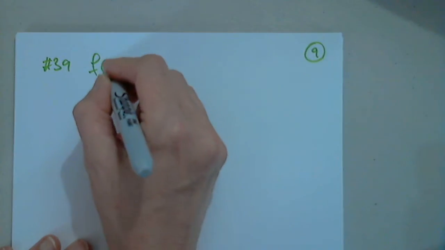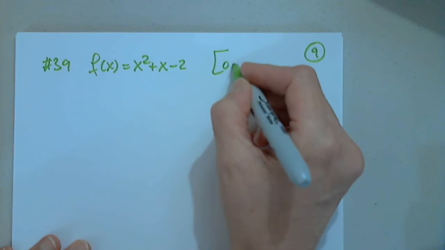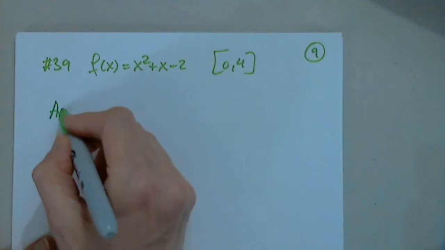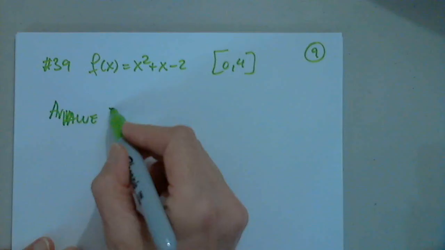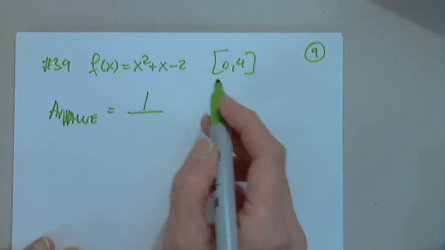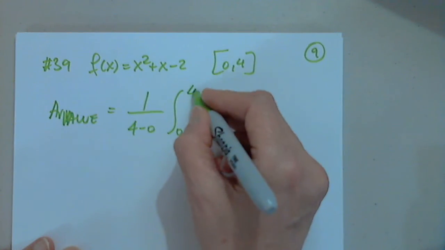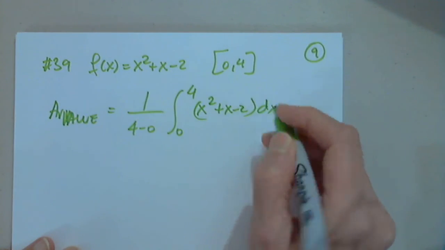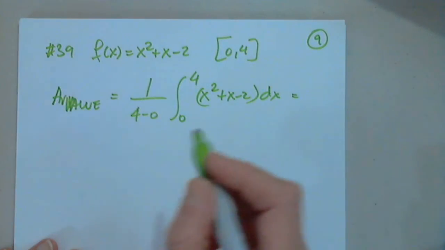Pick something else. So f of x equals x squared plus x minus 2, and we have the interval 0, 4. Okay. So the average value for this function on the interval 0 to 4 is 1 over 4 minus 0, the integral from 0 to 4 of this function, which is definitely continuous here, otherwise we cannot use the fundamental theorem of calculus.